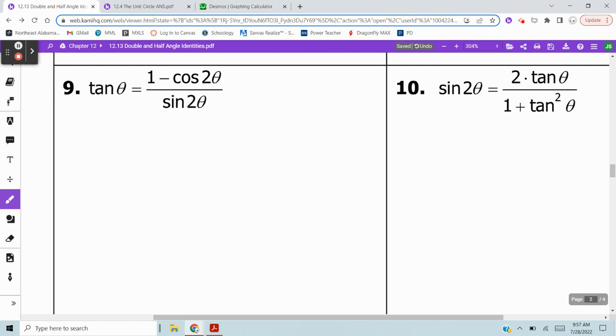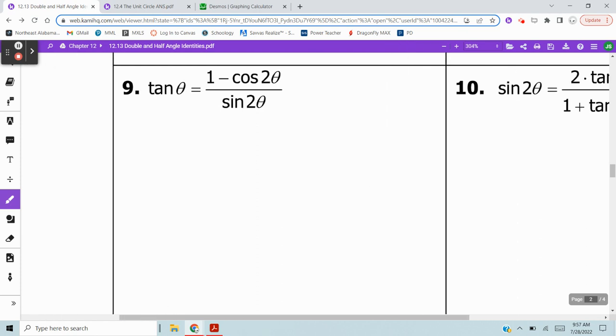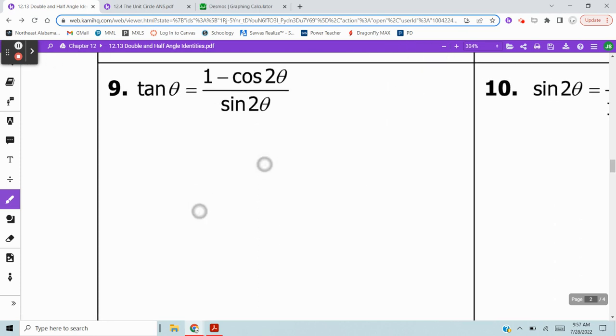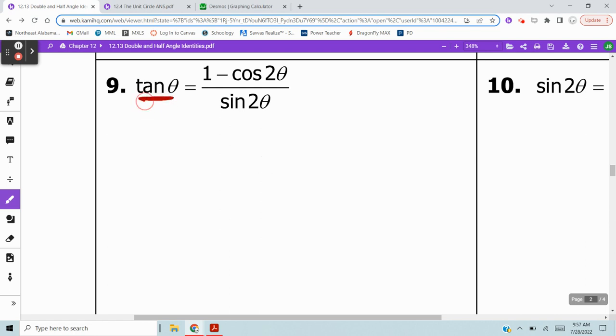Okay, number 9. Kind of obvious which side we're going to work with here. Not a whole lot we can do with the tangent. So we're going to try to change this right side to where it's equal to tangent. And I know on top, cosine 2 theta, we've got 3 different options of what to turn that into. The bottom, we're kind of limited.